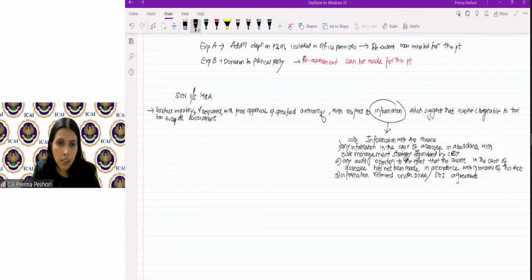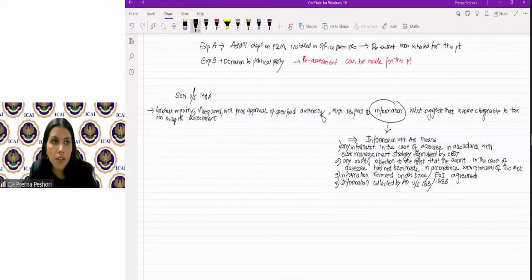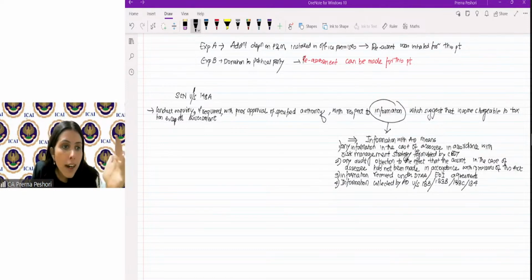Next is information collected by the AO under section 133 or 133B or 133C or 134. So we saw, while we were seeing the powers of the income tax authority, that they can collect the information, they can verify the information. So this information that they are collecting can also be used against the assessee.